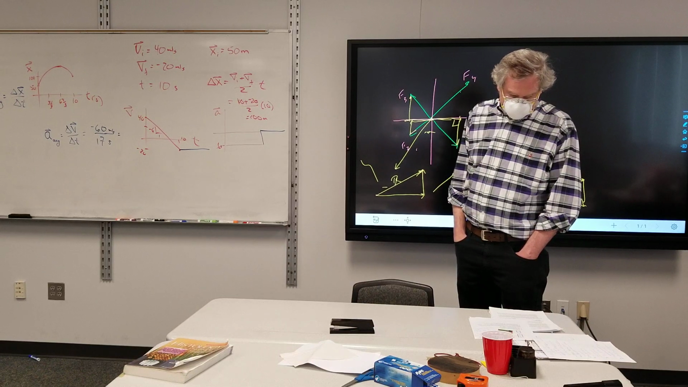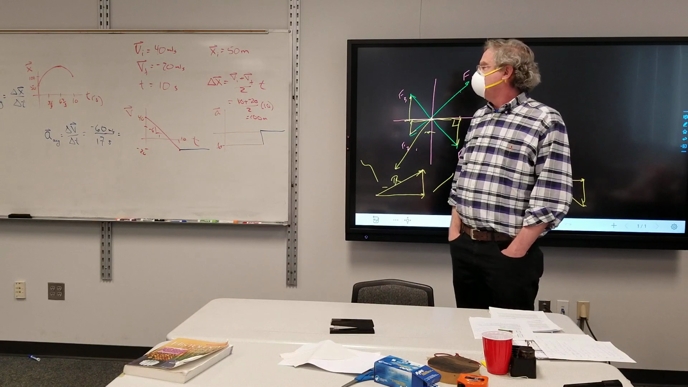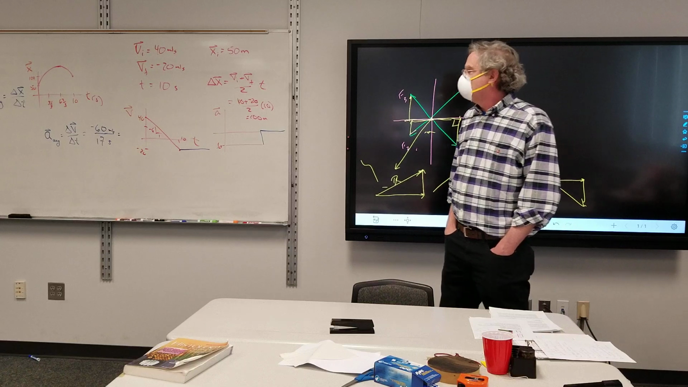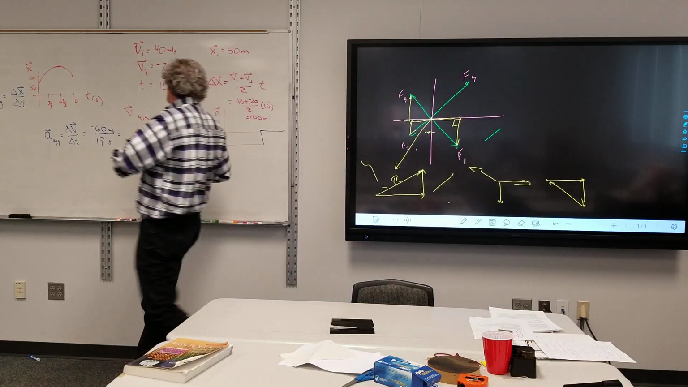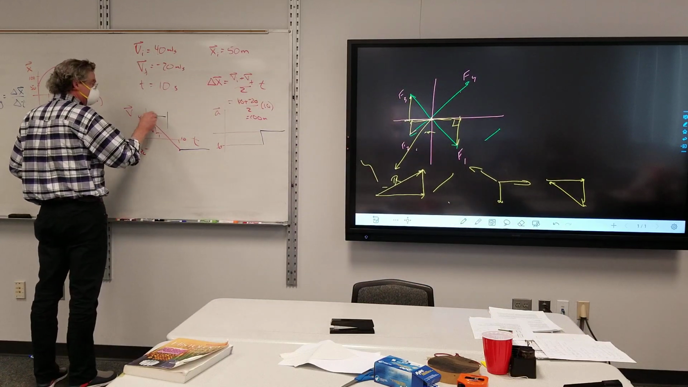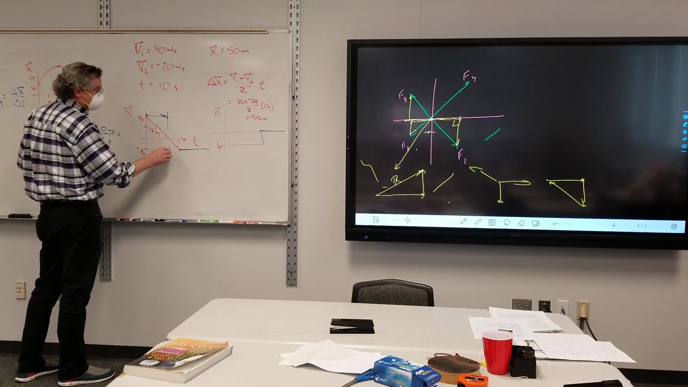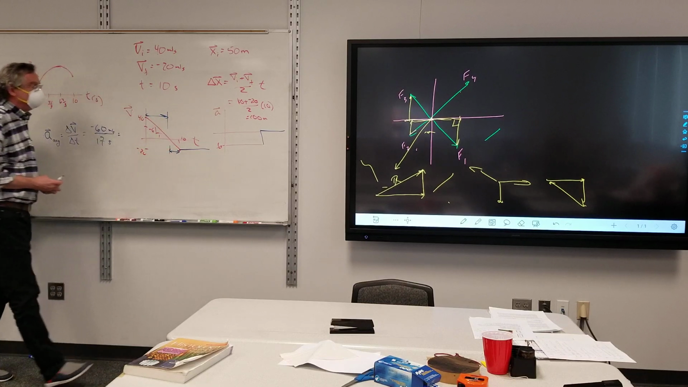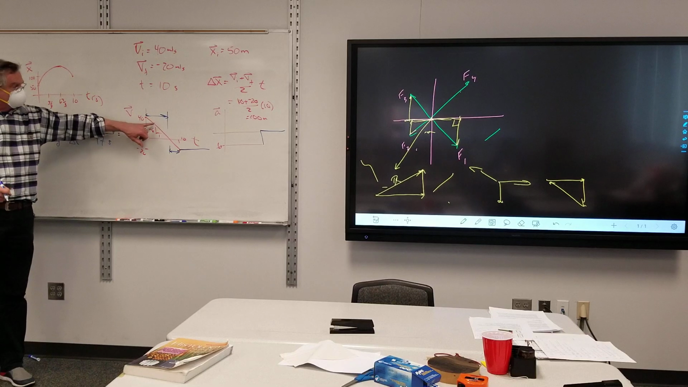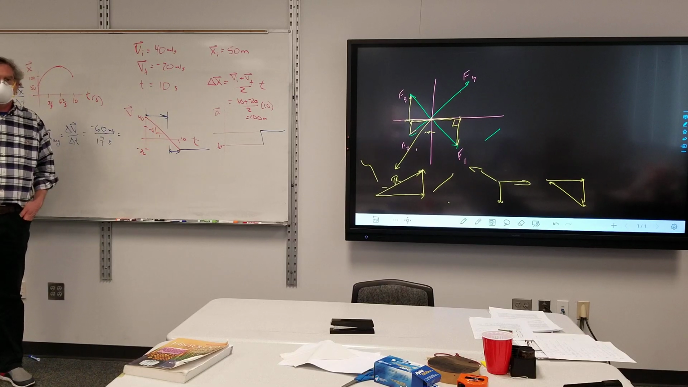And the distance traveled, well, it's traveling in a positive direction for this bit. It travels in the negative direction for this bit. So the question is, how far did it travel here? How far did it travel there? And you add it.